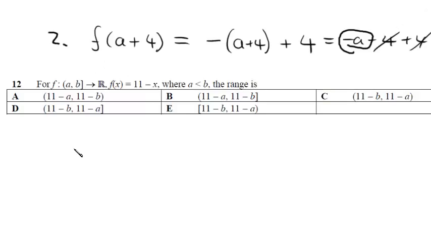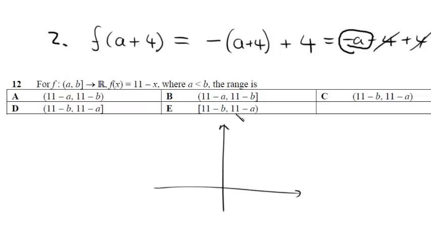Now we got a function. So domain is from A to B, and this is the function. And A is less than B, of course, because it's A to B. What's the range? Okay. So we got this function right here. Let's draw this one. So this is very, very simple.